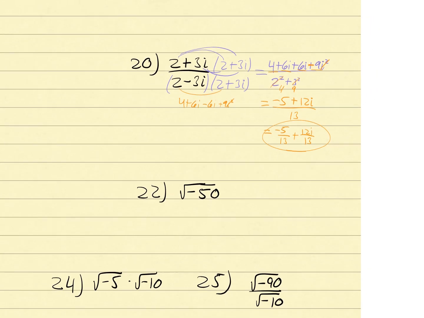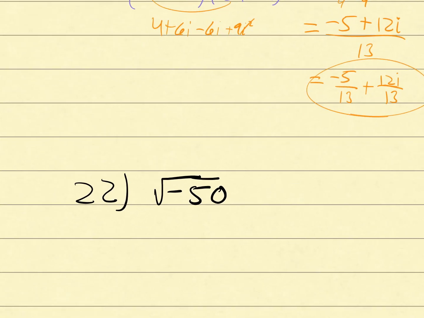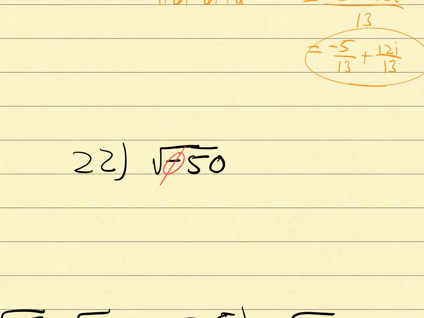All right, so now let's try 22. Here we're being asked to simplify the square root of -50. Anytime you see a negative under the radical, you should do what? Replace it with an i. So cross out that negative, we get i square root of 50.